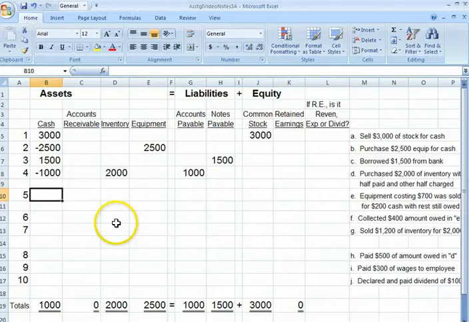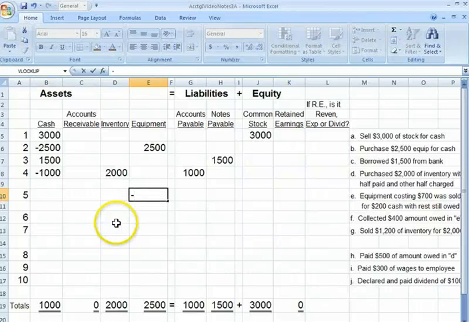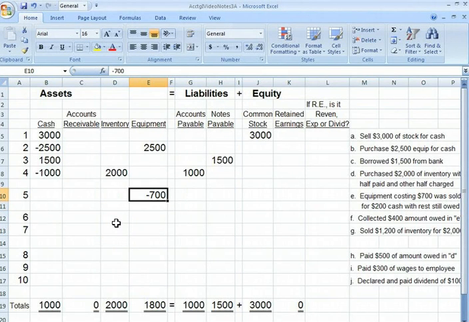Transaction number 5 deals with equipment costing $700 that was sold for $200 cash, and the rest was still owed. The equipment is sold, so I take it out at its original cost, and that is the $700 cost of the equipment that was sold, so I need to remove that from the equipment account. I received cash of $200. That makes cash go up, so I put that over here in the cash account. And the other $500 is still owed to me by someone.